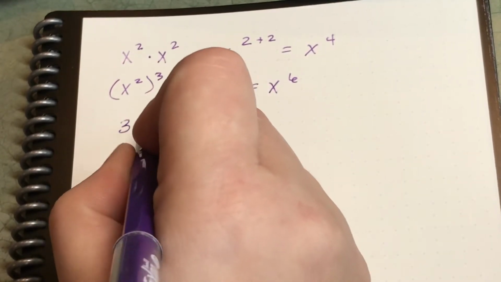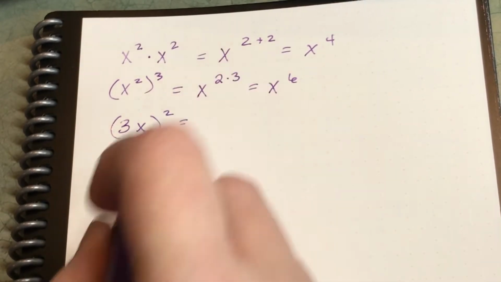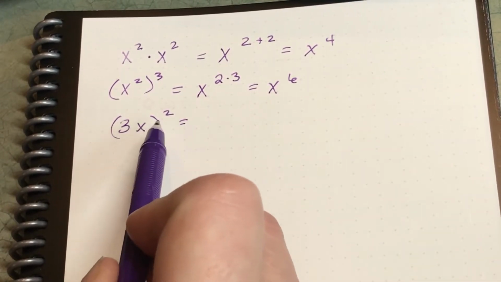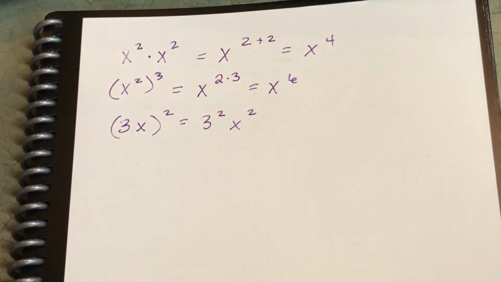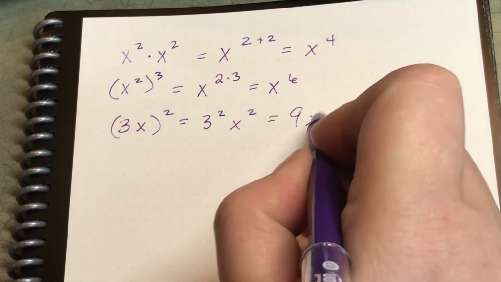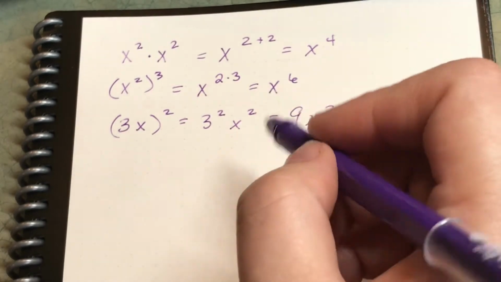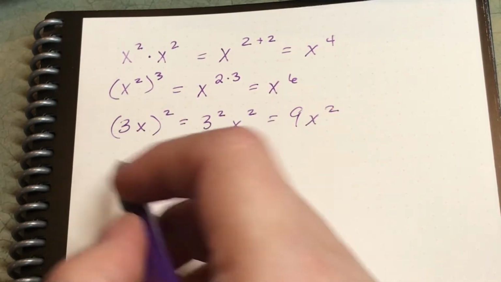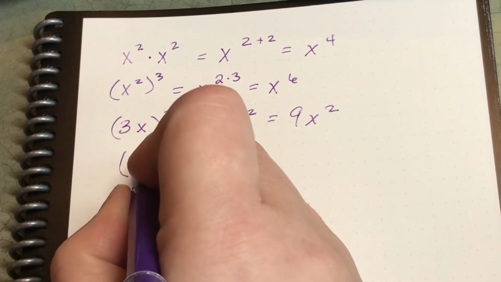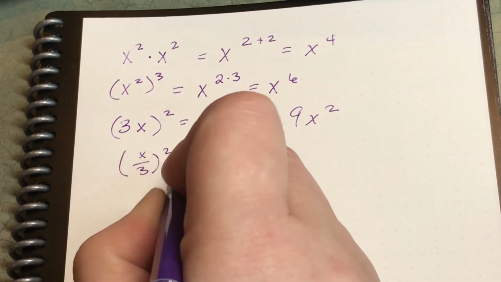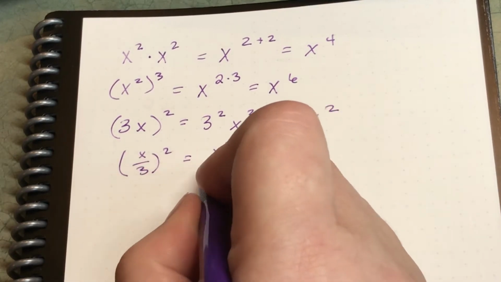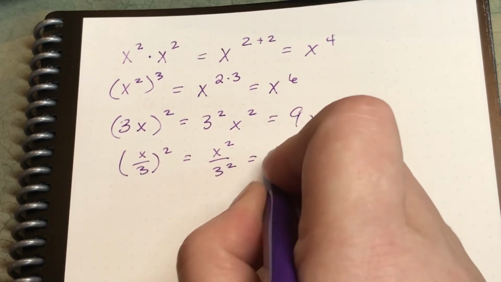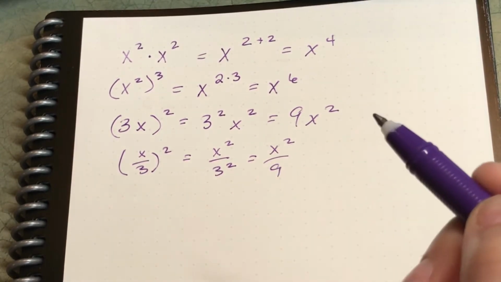If we have 3x squared, then everything in the parentheses gets squared. So this is 3 squared x squared, which is 9x squared. If we are dividing, it's the same idea. So if I have x over 3 squared, then everything in here is going to get squared. So this is x squared divided by 3 squared, or x squared over 9.